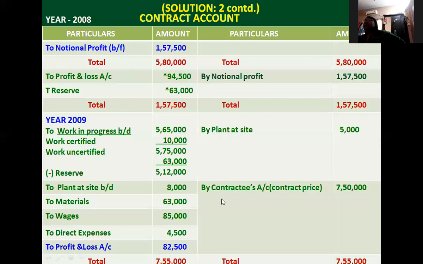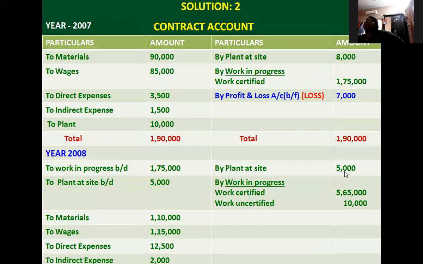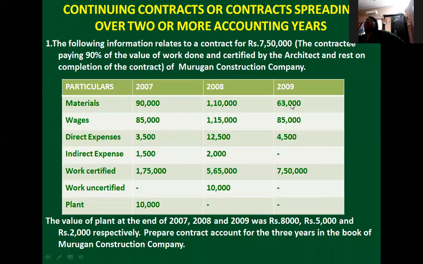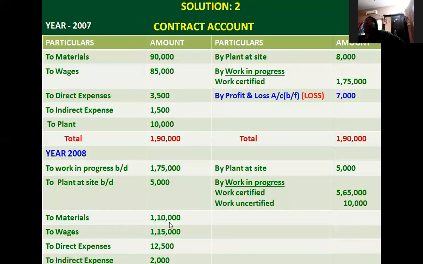Then as usual, what is the plant side? That is plant, how much we posted last year in the credit side, that is a closing stock. So that will become an opening stock for this year and debit the respective expenses. These expenses as per the problem: material 60,000, wages 85,000, direct expense 4,500. Work certified, we need to credit that amount on the credit side. So based on that, I debited all the expenses for the year 2008.